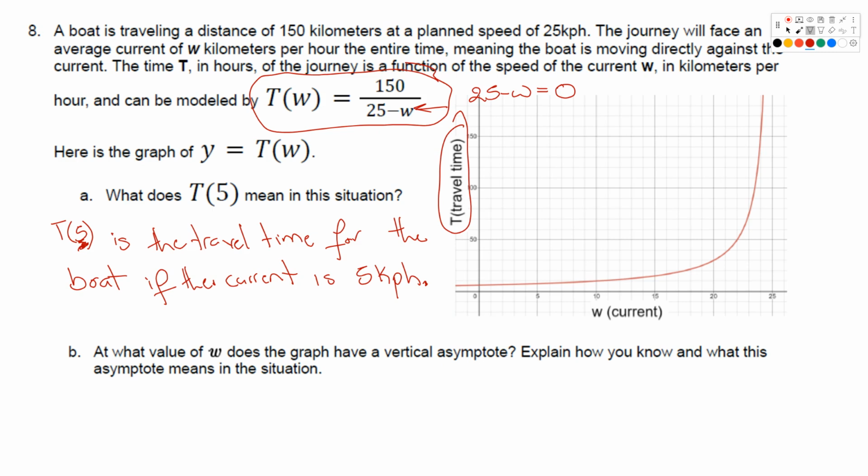So of course, 25 minus W equals zero. All we can do is add W to both sides, and those will cancel off, leaving us with 25 equal W. So if W is 25, then our denominator is going to be 0, and that won't happen. What that means is that we will have a vertical asymptote at W equal 25. So let me go ahead and label that.